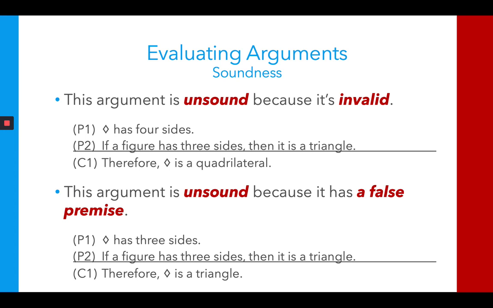Here's another argument. This one's also unsound, but it's unsound because it has a false premise. The diamond has 3 sides. If a figure has 3 sides, then it's a triangle. Therefore, the diamond is a triangle. Now, this argument is valid, actually. So the structure is good. The problem here is just that one of the premises is false. The diamond doesn't have 3 sides, it has 4 sides. And so it's premise 1 in this case that's false that wrecks the argument and makes it unsound.